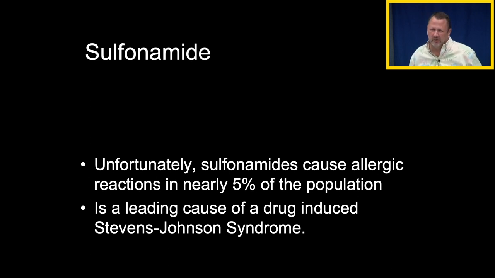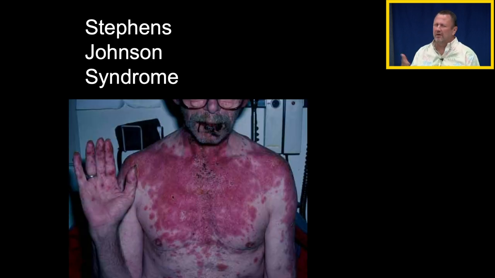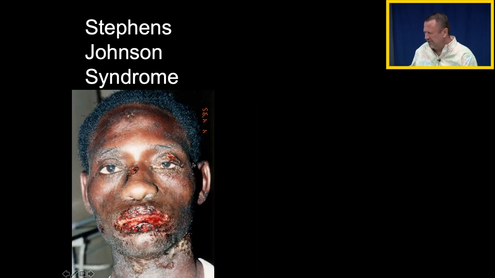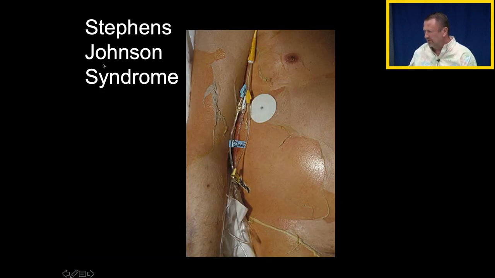Unfortunately, the sulfonamides in general cause allergic reaction in about 5% of the population, and the sulfonamides are the leading cause of drug-induced Stevens-Johnson syndrome. Stevens-Johnson syndrome is, for lack of a better term, like a very severe allergic reaction, although the mechanisms aren't the same, but we can see severe damage to the skin and blistering. These are all people with Stevens-Johnson syndrome, vesication.